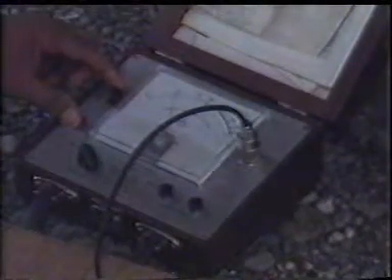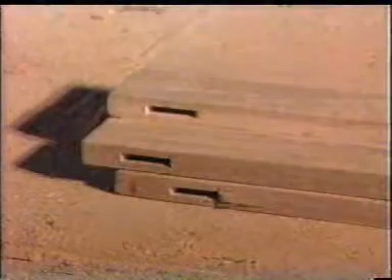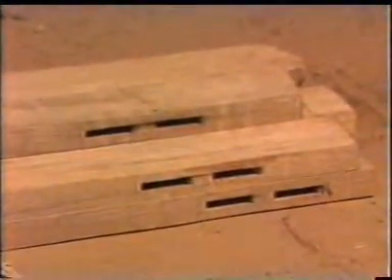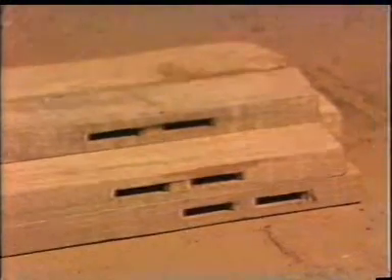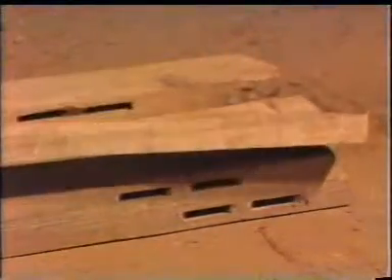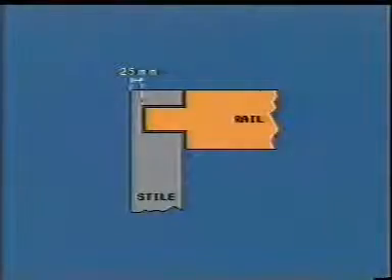Moisture content should be within 8 to 14%. Stiles and rails should be one-piece members and are joined to each other by mortise and tenon joints. Ensure that rails are not of through type but are 25 millimeters short of the width of stile.